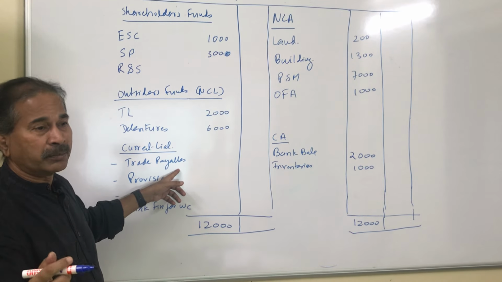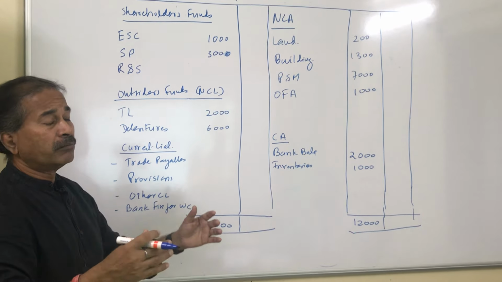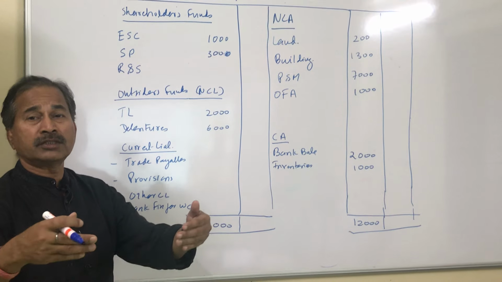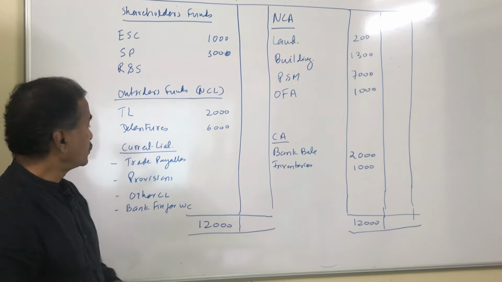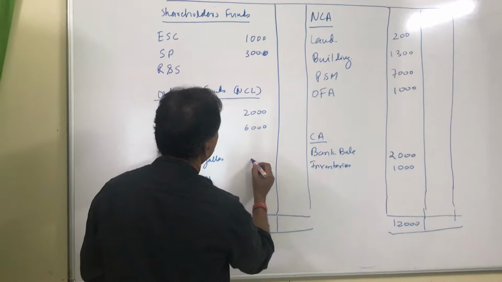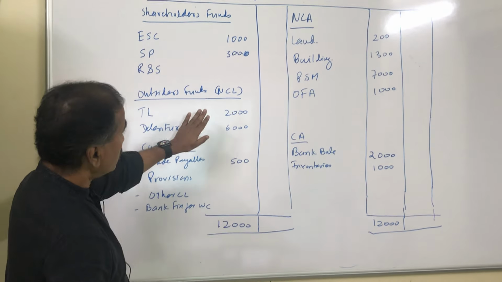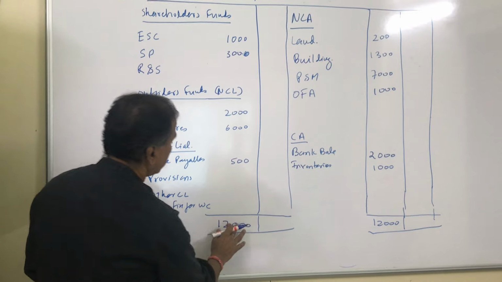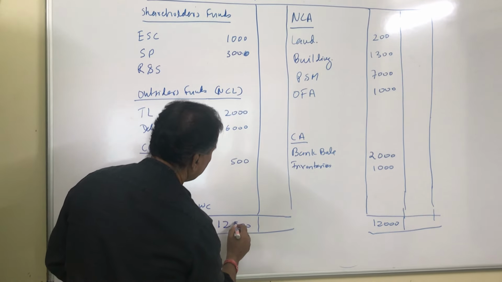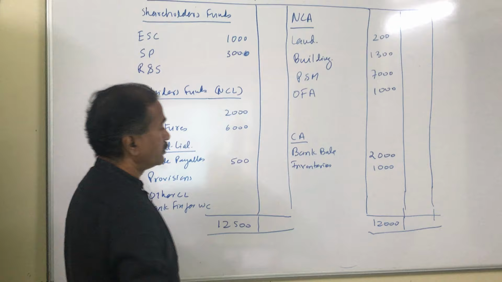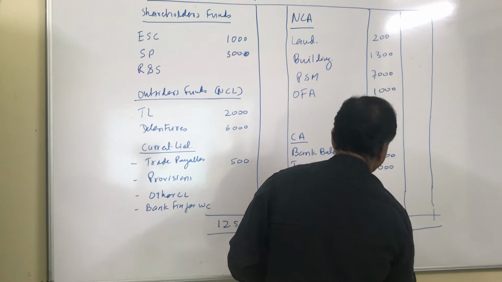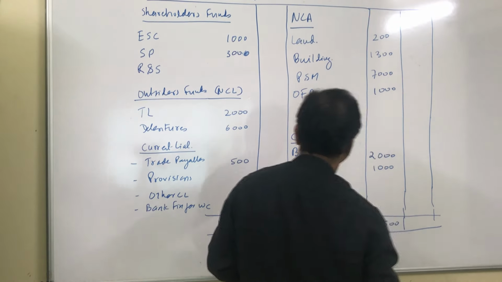करंट लायबिलिटीज में ट्रेड पेबल्स. That means, trade payable का मतलब क्या है? Money that you have to pay to others on account of trade, right? So that is what. So you will have how much here? 500, right? And you can see your balance sheet is still tallying. The only difference is now how much it has become? 12,500. And how much it has become here? 12,500.